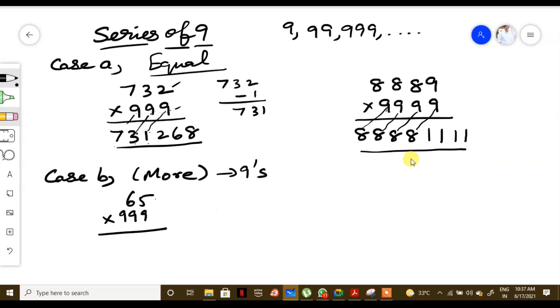If you put the 0 after this 5, it will change into 650. That answer will be wrong, right? So you put the 0 before the 6 here, and make it a 3-digit number. So it is 065. Here it is 999, right?